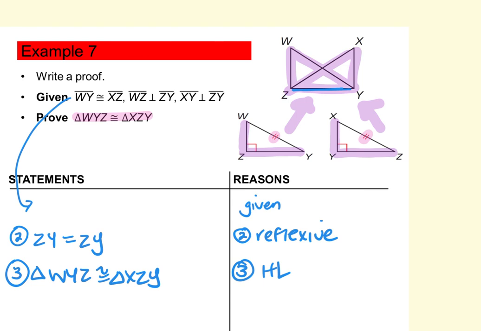Wait, can one of them be angle, angle, angle? No, angle, angle, angle's not, because you can have a teeny, tiny 60, 60, 60 triangle. Like think about an equilateral, equiangular triangle. It can be super small or huge. They don't all have to be the same size.